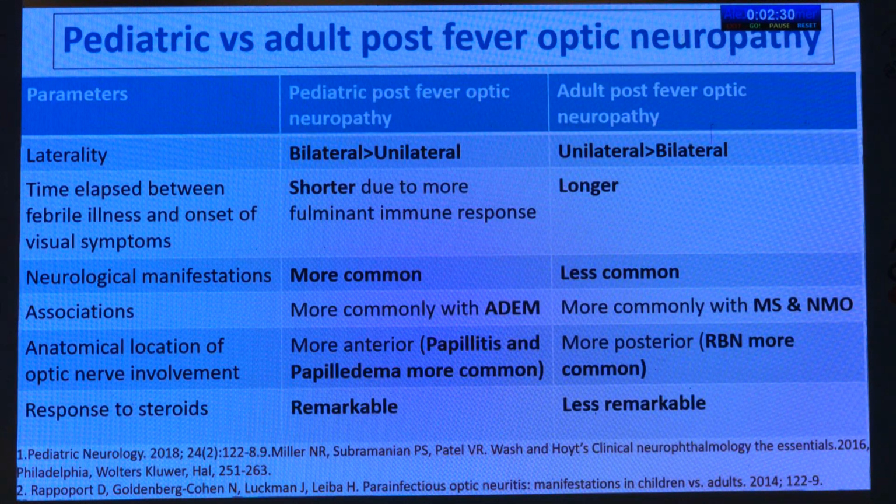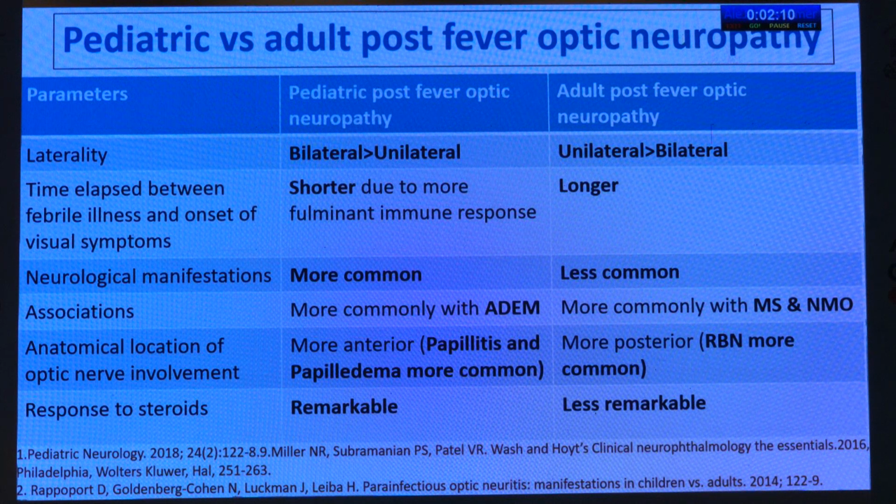Coming to the pediatric versus adult cases, in the pediatric the presentation is mostly bilateral, whereas in the adults there is an unilateral presentation. The time elapsed is shorter in the pediatric group because of the fulminant immune response, whereas it is longer in the adults. The neurological manifestations are more common in the pediatric group as compared to the adults.